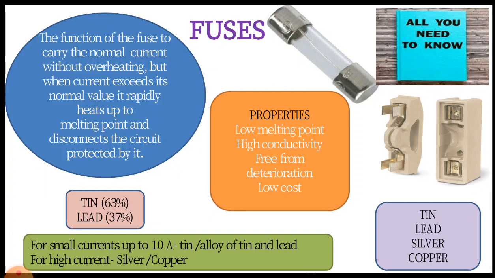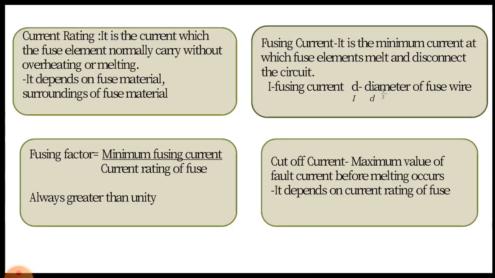Tin is 63% and lead is 37%. For small current, we are using this tin and lead alloy or tin as fuse wire. For high current applications, we are using silver and copper. Then coming to different terms related to fuses. Current rating: it is the current which the fuse element normally carries without overheating or melting. It is the normal current flow through the fusing material. It depends upon the fuse material and surroundings of the fuse material.